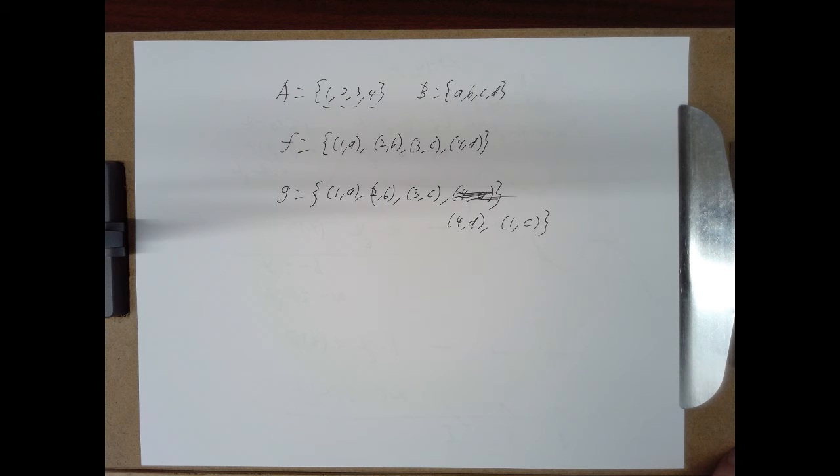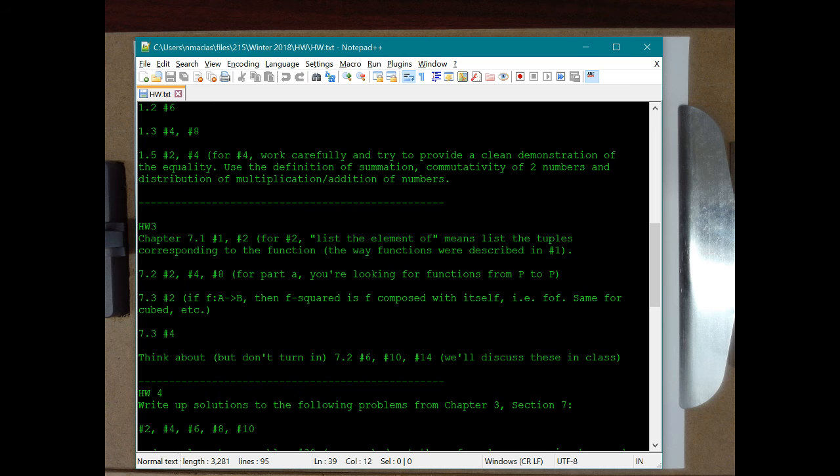All right, so 7.3, I also asked you to think about, 7.2, I asked you to think about some questions. So 7.2, number 6, 10, and 14. So how many people thought about these? Woo, cool. If I had not told you they weren't going to be graded, would you have thought about them? Probably. So let's see what these say.